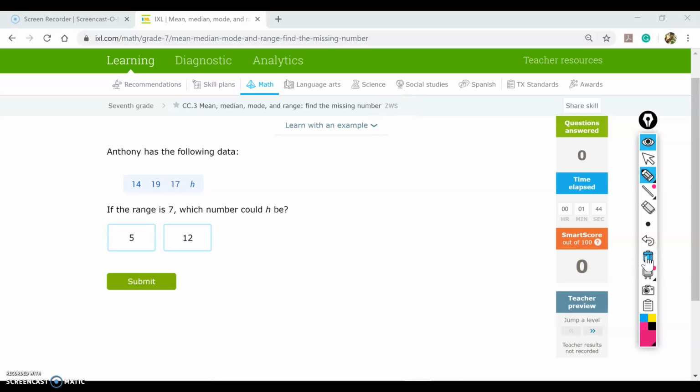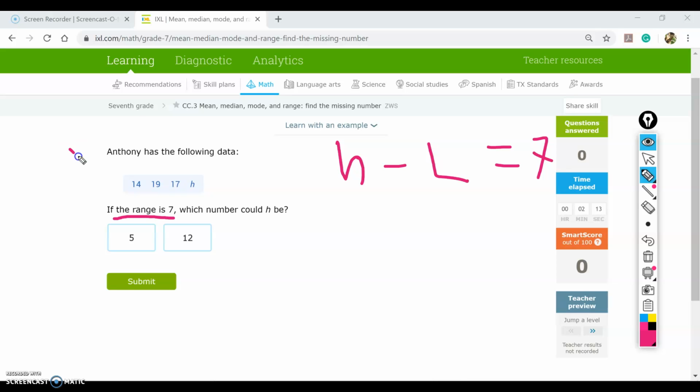Here we go. Anthony has the following data. If the range is 7, which number could H be? First of all, they're asking me about the range. Now you need to remember that the range, when we talk about statistics, is the difference between the highest number and the lowest number. So highest minus lowest. In this case, they are telling me that the range is 7. So whatever I get when I subtract the highest minus the lowest, it's 7.